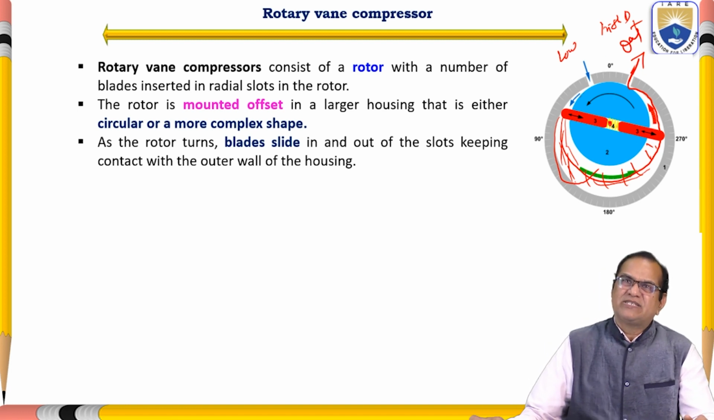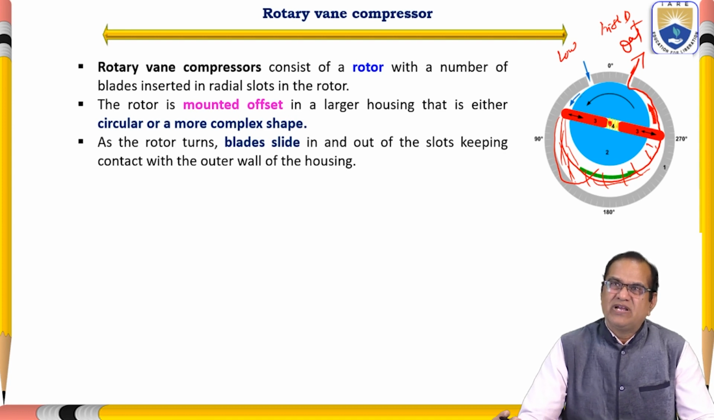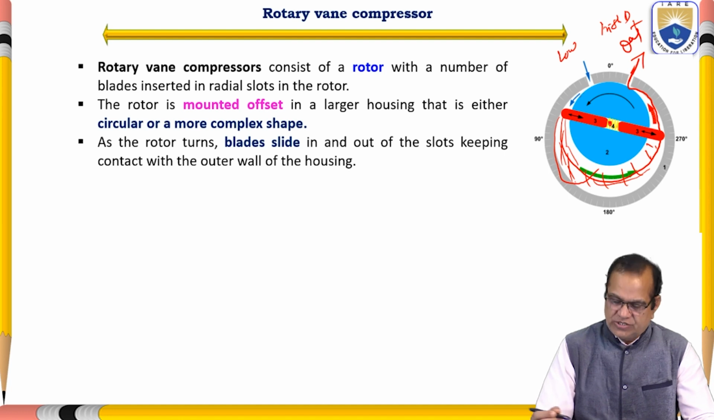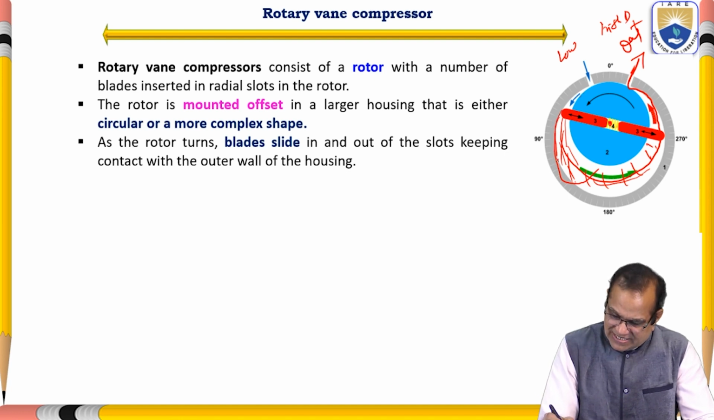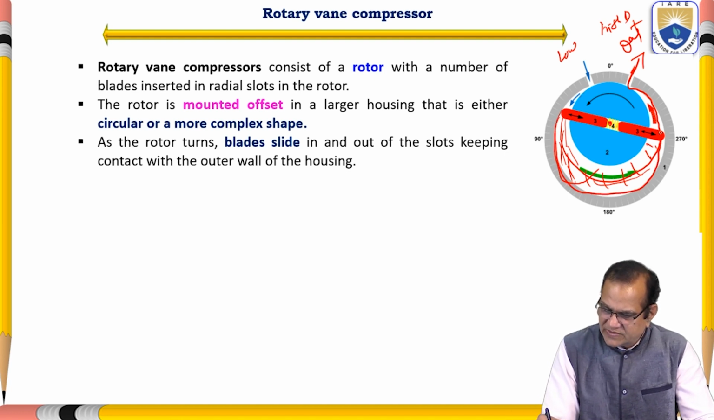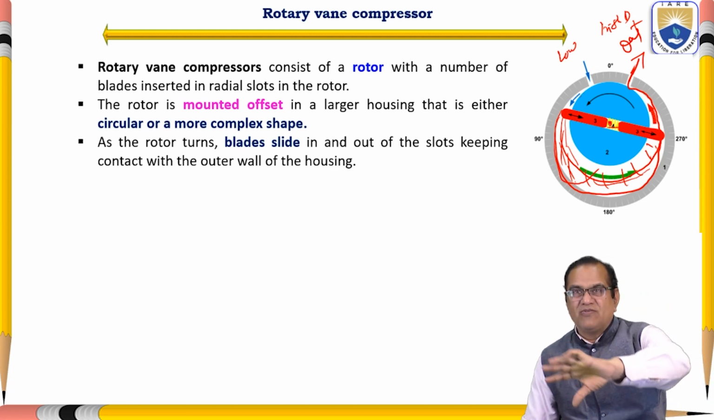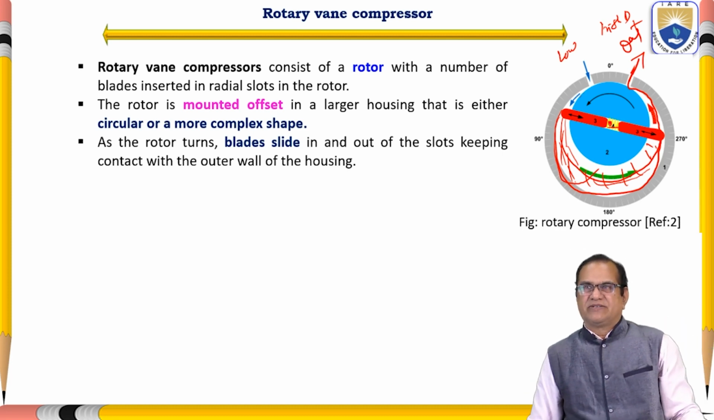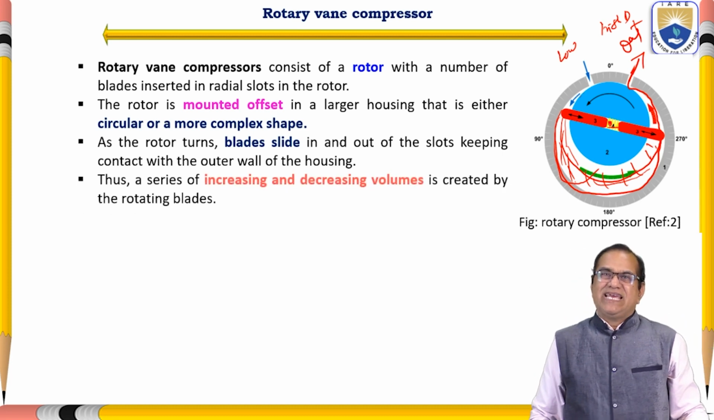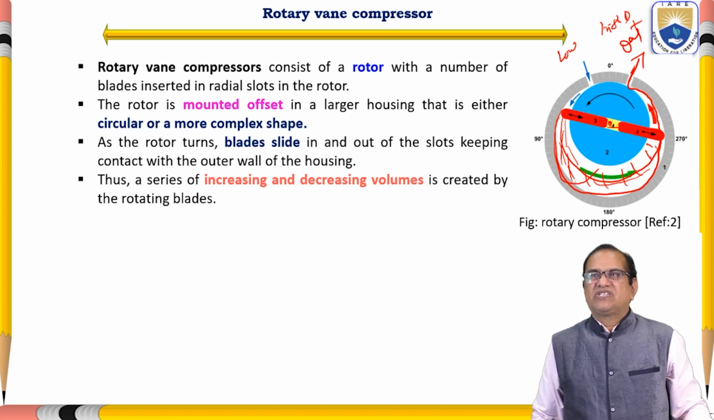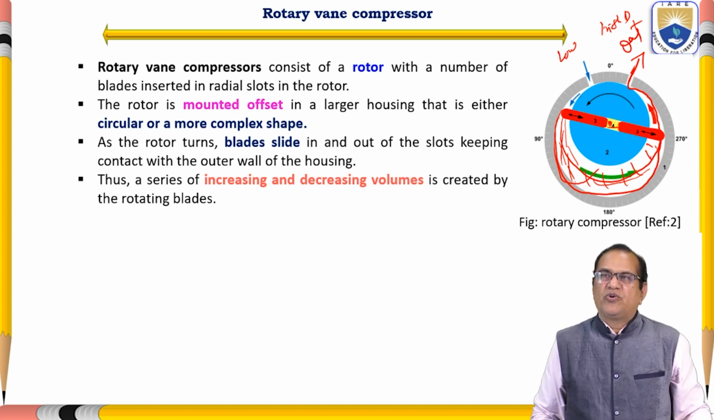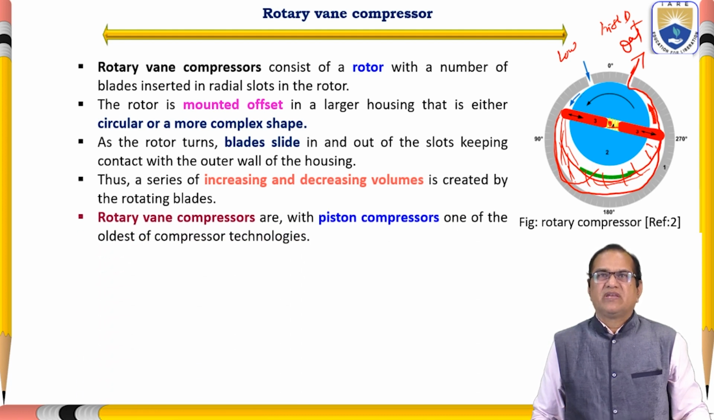As the rotor turns, the blades slide in and out of the slots, keeping contact with the outer wall of the housing. This will always be touching this wall. It is flexible, so it can go inside and outside, and another blade will again start the next cycle. Thus, a series of increasing and decreasing volumes is created by the rotating blades.